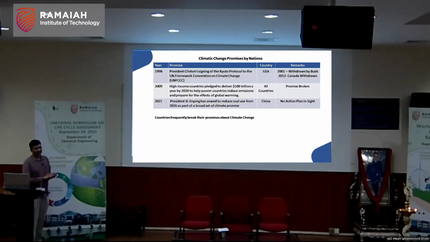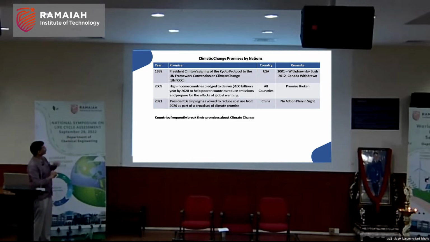Whenever these Conference of Parties seminars are held, most of the countries go and promise many things, and they break those promises. The first one, you can see, is 1998, when President Clinton promised some things about climate change. He wanted to implement the Kyoto Protocol, and finally he broke the promise. The other administration or other president came and they broke the promise. In 2001 it was broken first, and after that in 2012 also they withdrew from the promise.